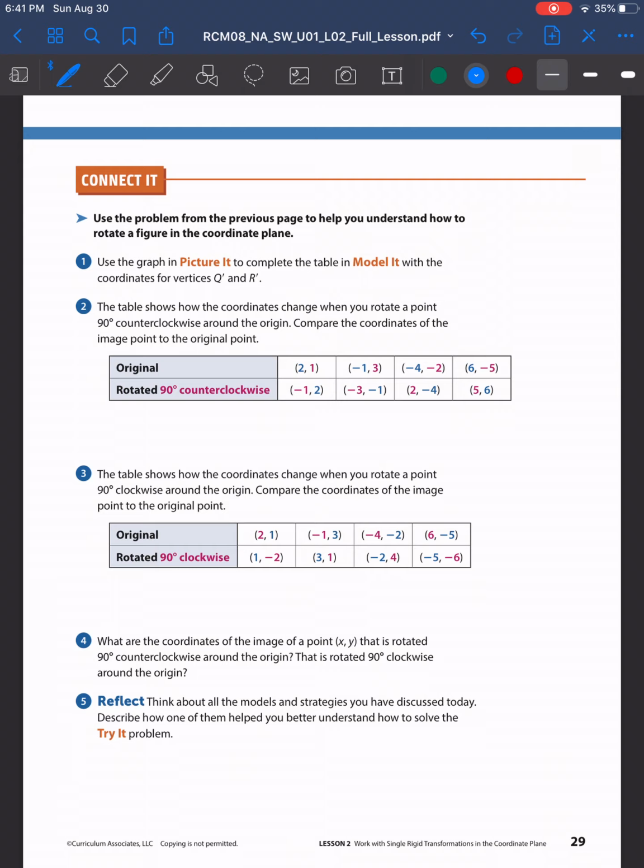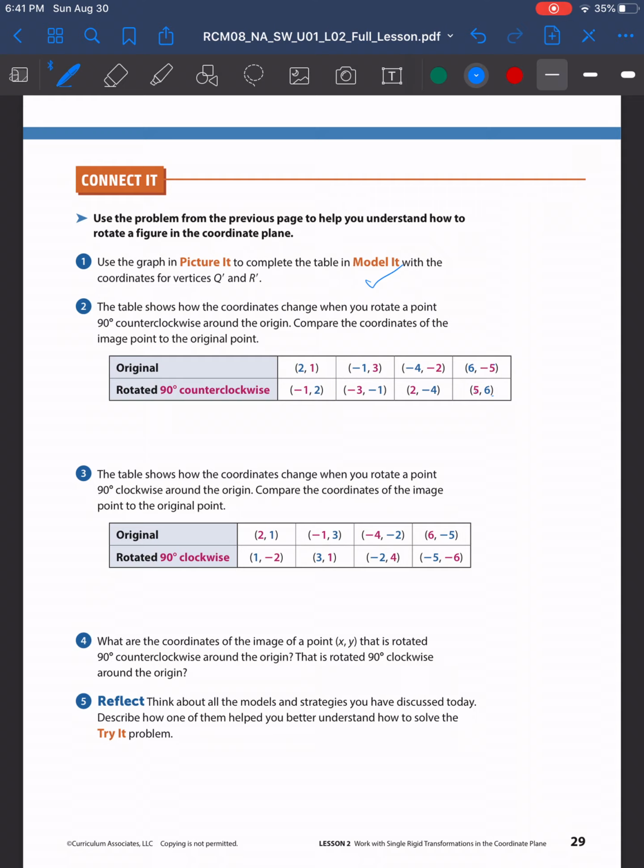Okay, so we pretty much did almost all of this. Use the graph and picture it to complete the table, which we did. The table shows how the coordinates change when you rotate 90 degrees counterclockwise. So now they're just showing you how the two numbers flipped. Flip, flip, flip. Okay? And then do you see how the signs change depending on where you flipped them?